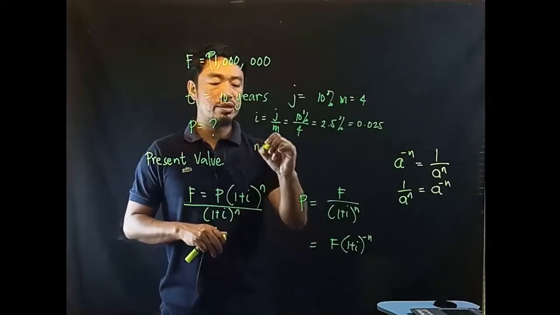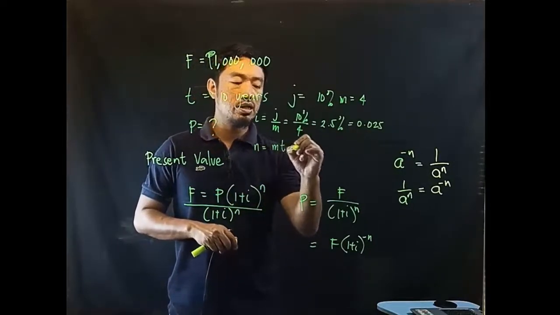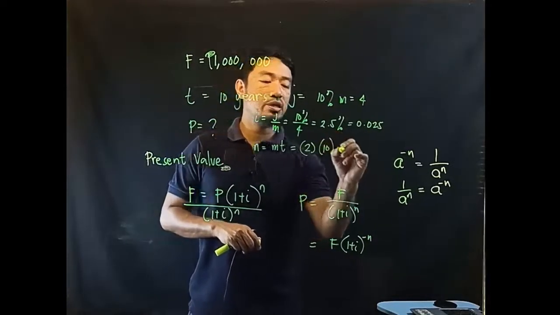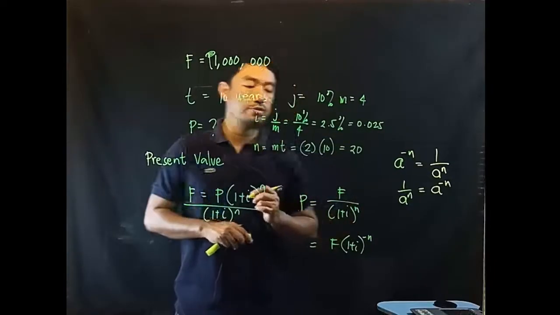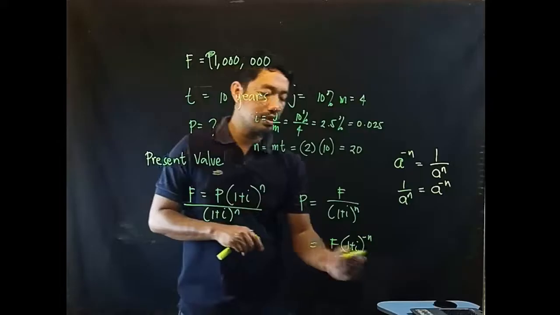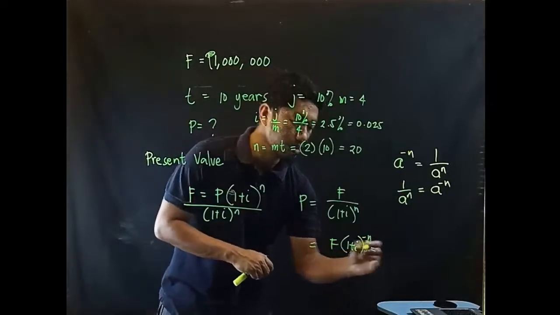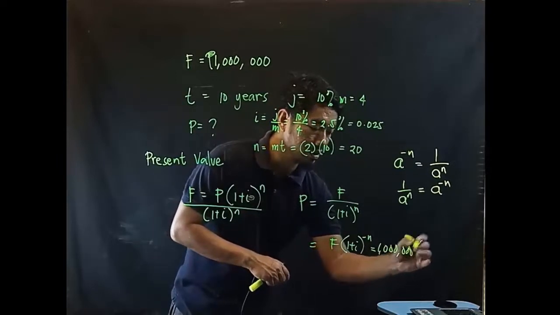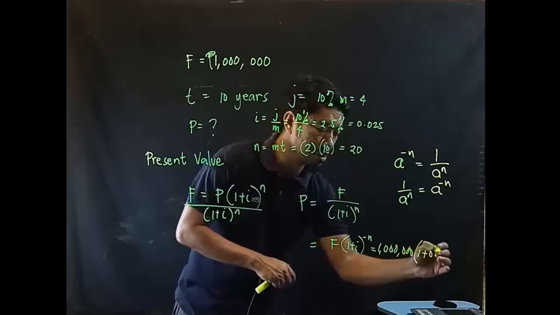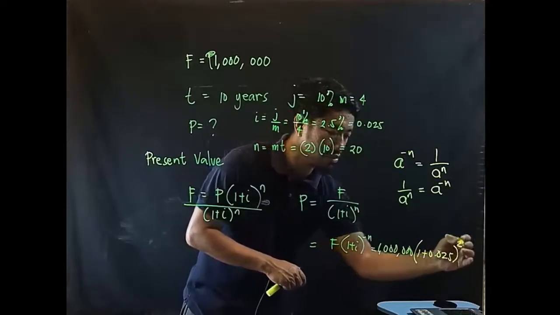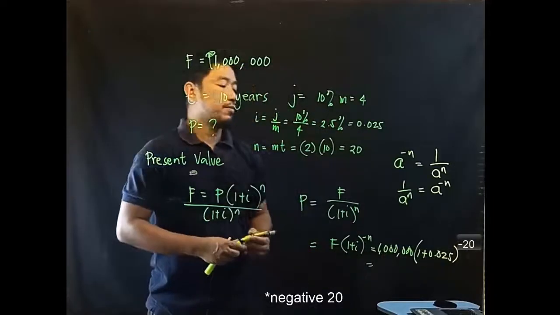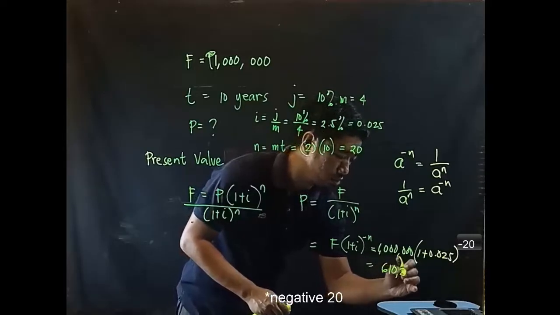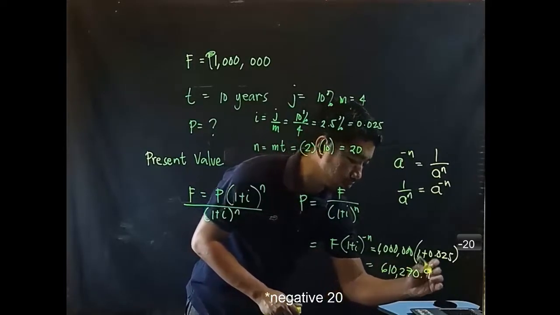And the value of n is equal to m times t equal to 4 times 10 years equal to 40 periods. Therefore, the present value using this formula is equal to the final amount, 1 million pesos, times 1 plus 0.025 raised to negative 40, and that's equal to 610,270.94.